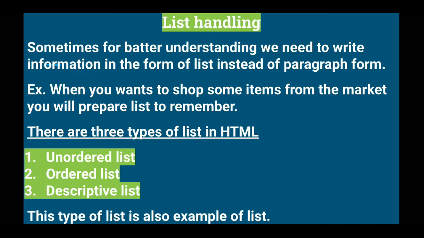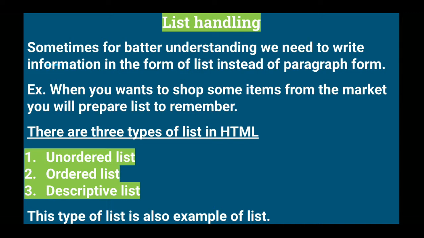Sometimes for better understanding we need to write information in the form of a list instead of a paragraph. For example, when you want to shop for some items from the market, you will prepare a list to remember. That we all know. Before going to the market, we prepare the list, meaning what we want to buy from the market. So we are always listing it out in the form of a list.